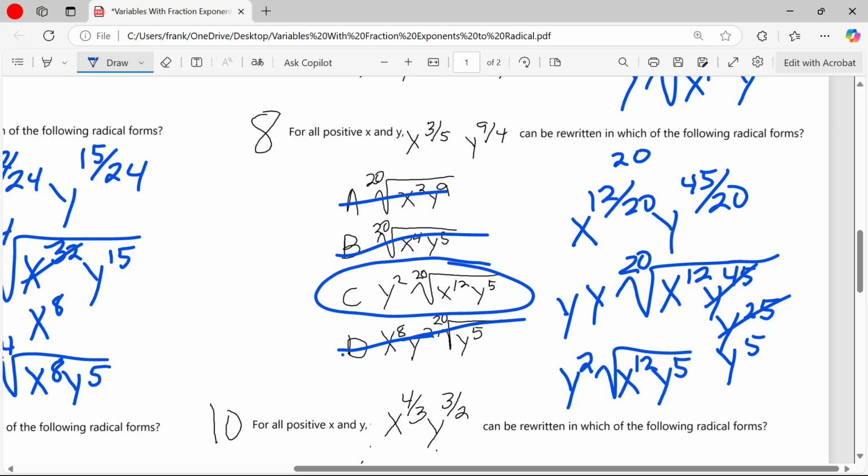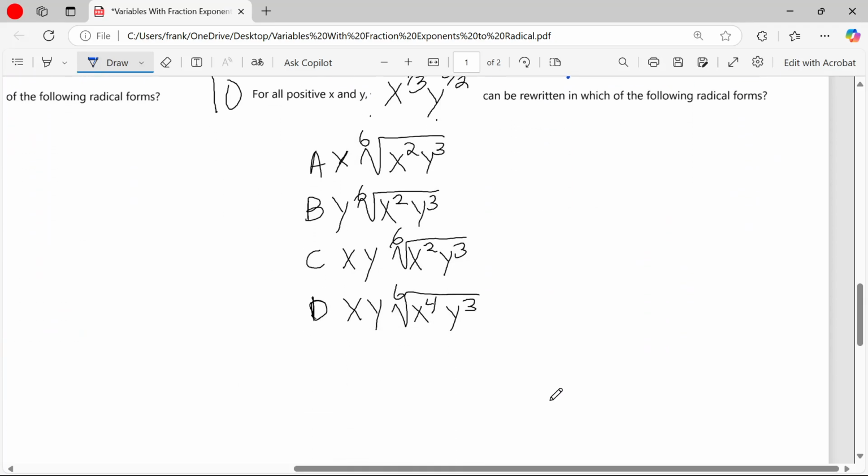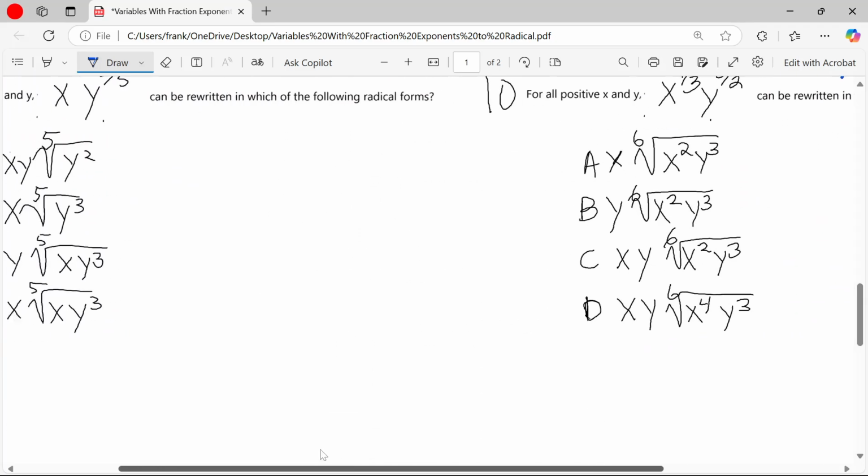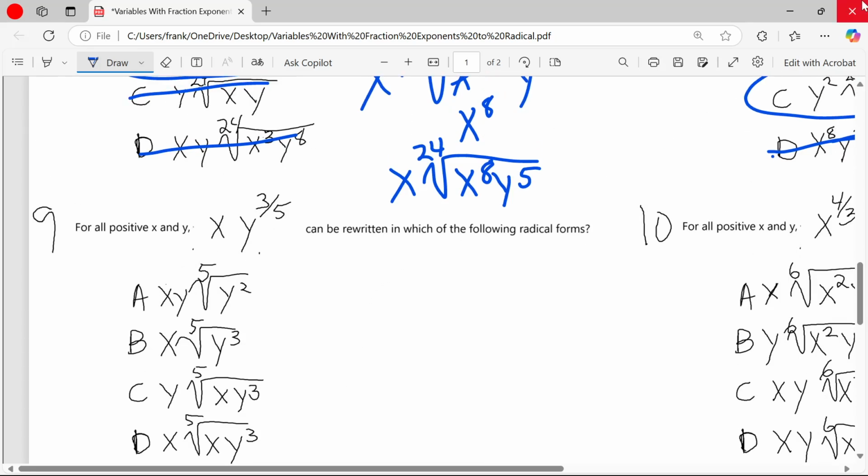Verified. I wouldn't have to do that on test day, though. I used the quick tip to get the answer on test day. Next, x y to the 3/5. That's 1 over 1, so I'm just writing it in there.